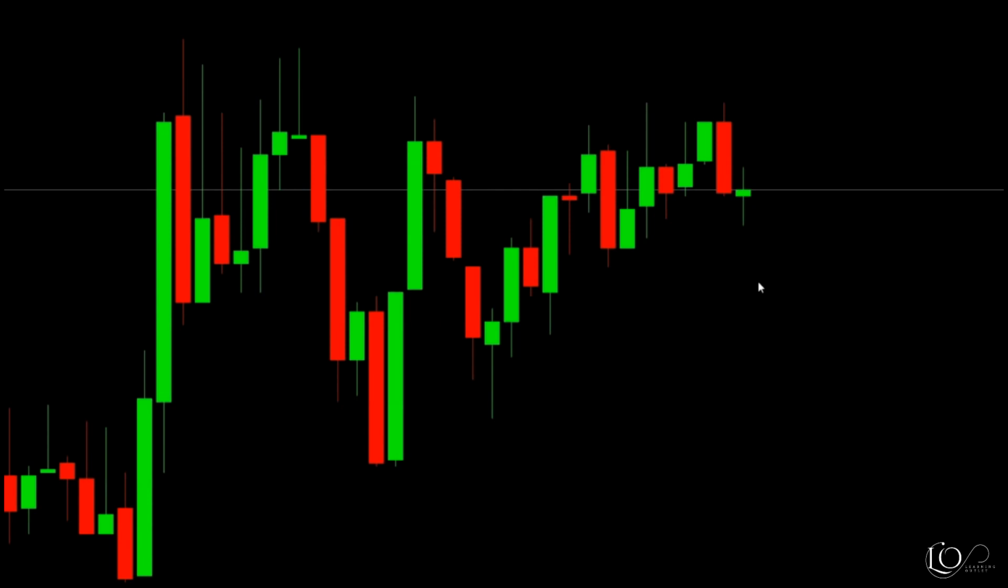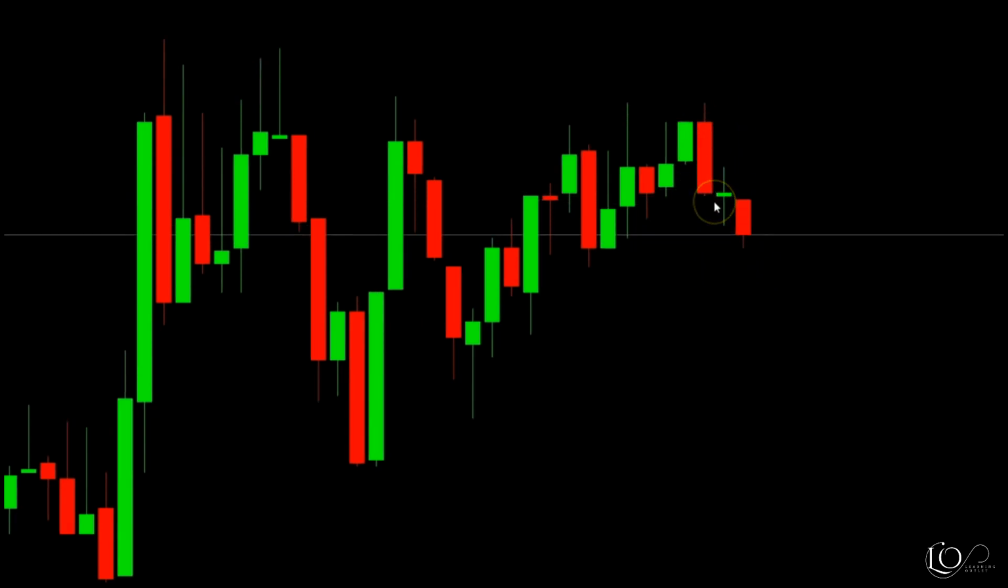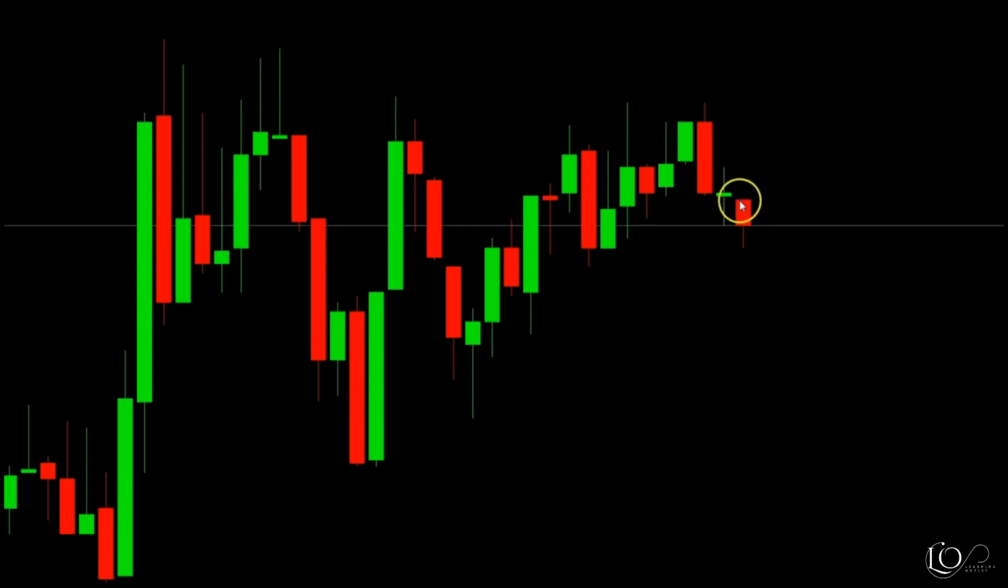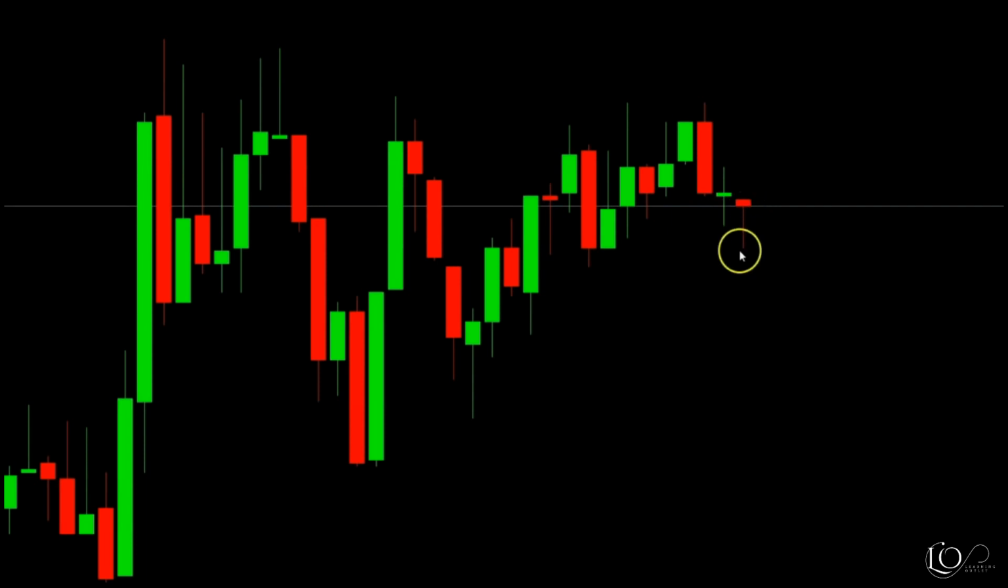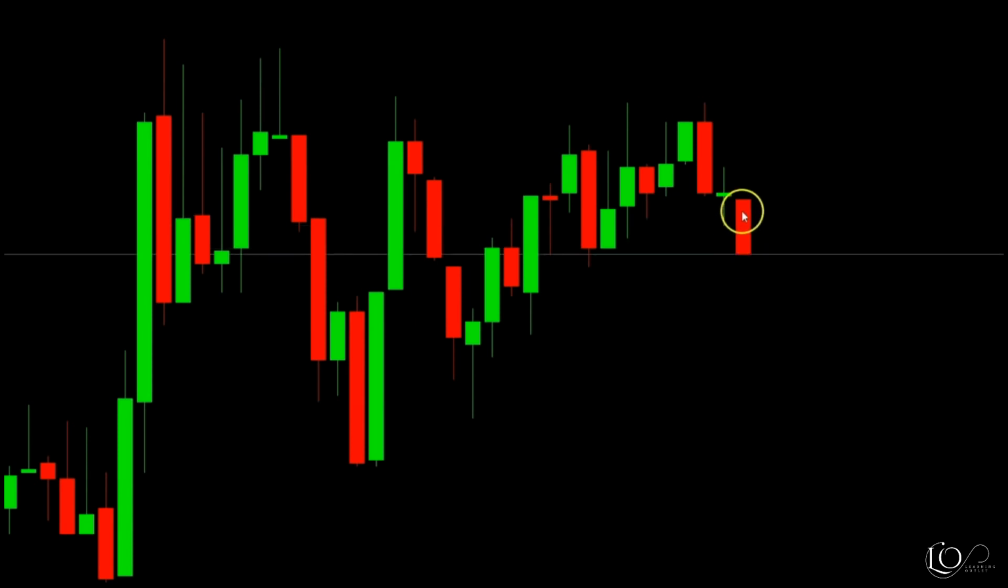So as you can see, the sellers weren't able to push prices downwards because price was pushed back upwards by the buyers. Now in this section here, again the sellers came in, they tried to push it downwards, but buying pressure is pushing it back upwards. Right now the sellers are in control, and let's see what happens. And then there you see sellers are pushing it even further down.